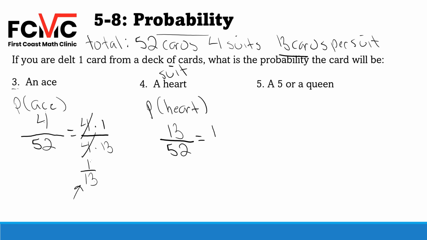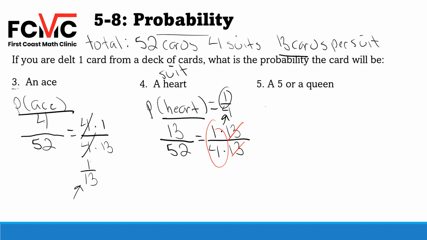So we can break this up maybe to 1 times 13. And 4 times 13. So the 13 and the 13 divide out, and we're left with 1 over 4. So the probability of pulling a heart out of a deck is 1 out of 4. So you've got a better probability of pulling a heart out of a deck than you do an ace, because there are more hearts in a deck than there are aces. So every 4 times you remove a card from a deck, you should get a heart.